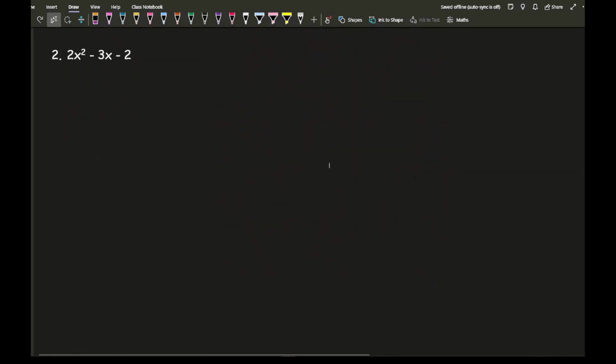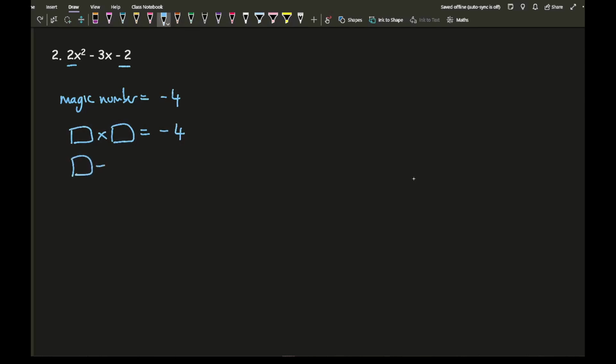So here we've got 2x squared minus 3x minus 2. So here my magic number is going to be 2 times minus 2, which is minus 4. So I'm looking for two numbers that multiply together to give me minus 4, but added together give me minus 3. And it's always a case of being mindful of the signs. So for this, I'm going to go for 4 and 1, because that works.